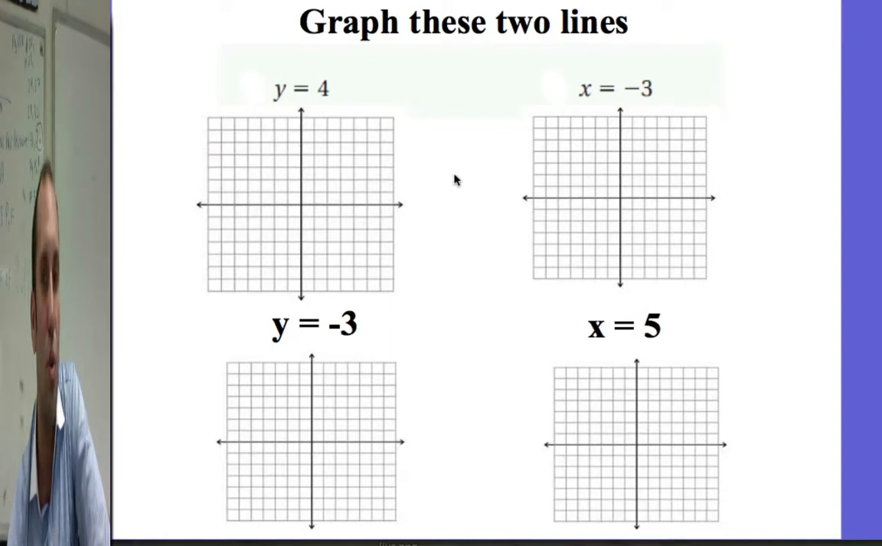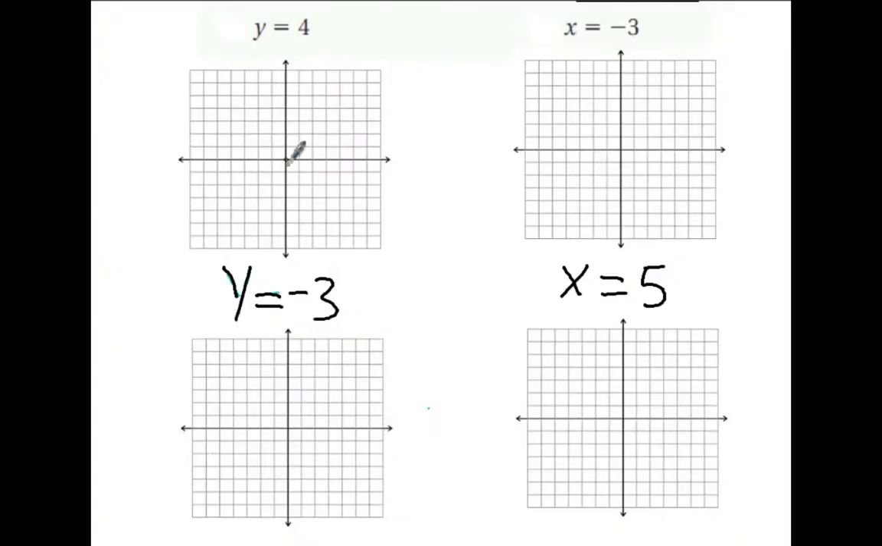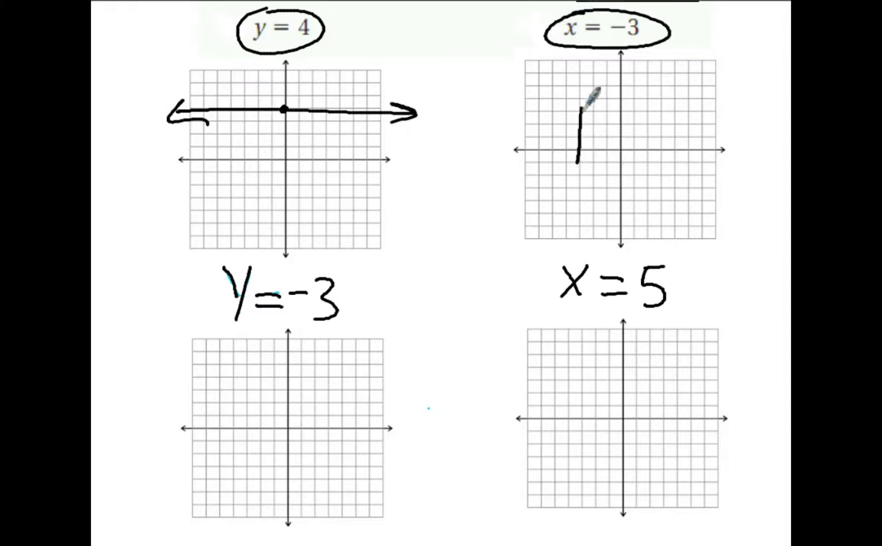All right. I'm going to graph these two lines up here. And then I want you to try and graph these two lines down here. All right. Give it a go. Okay, for the top two, it's very easy. Y equals 4. We count out 4. Y is always 4 there. For x, we're going to count over, and x always equals x there.